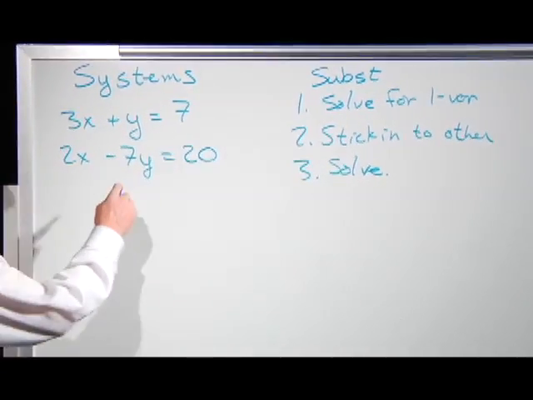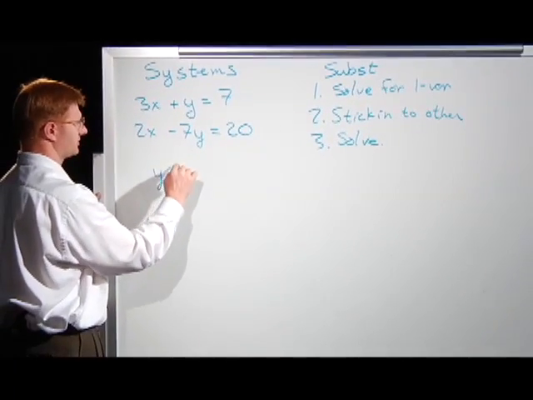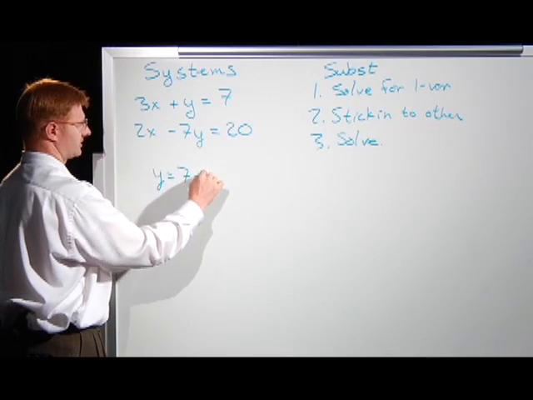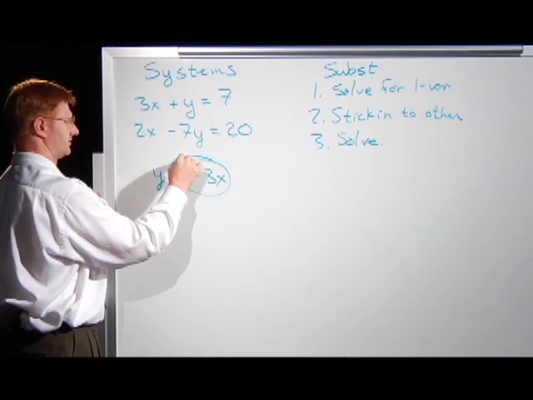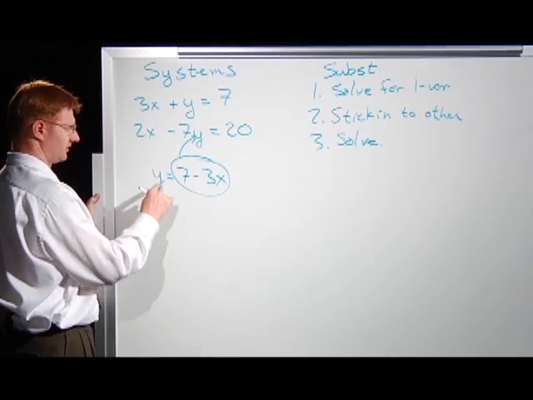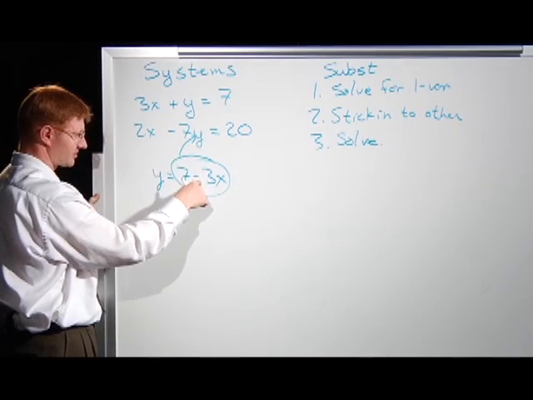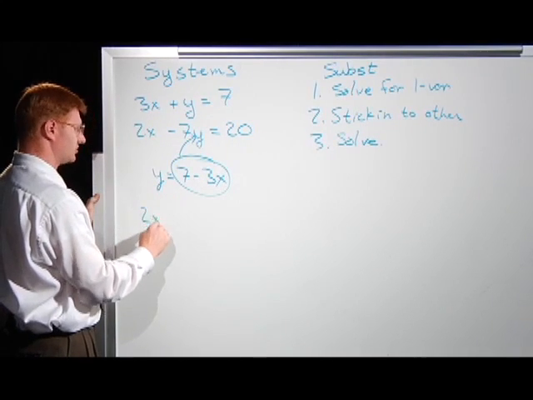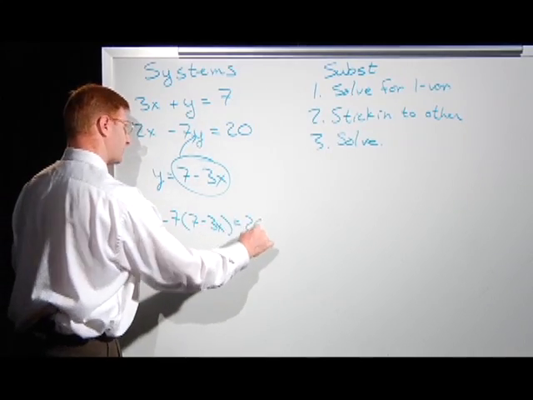For example, on this one, step 1, solve for one variable. The top is really y equals 7 minus 3x. Step 2, stick it in. This y and that y are the exact same thing. They're both y, so stick it right in there: 2x minus 7 times (7 minus 3x) equals 20.